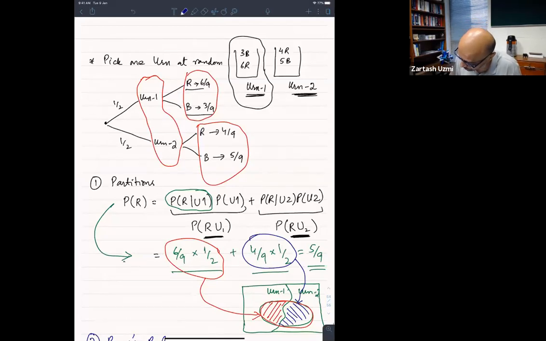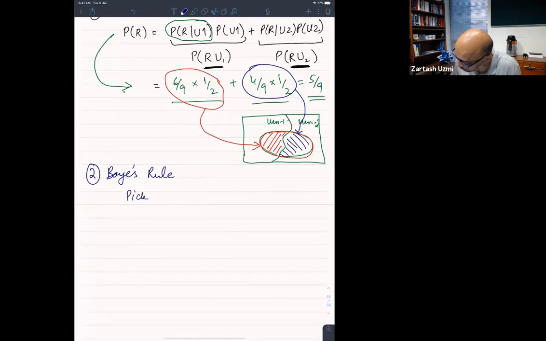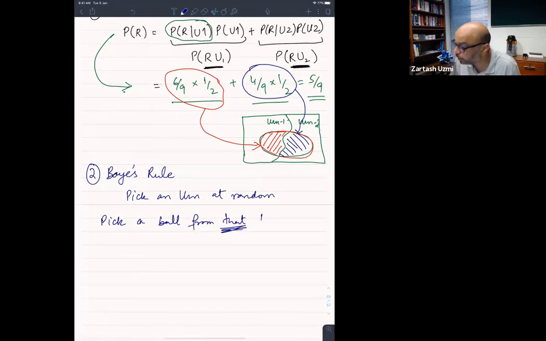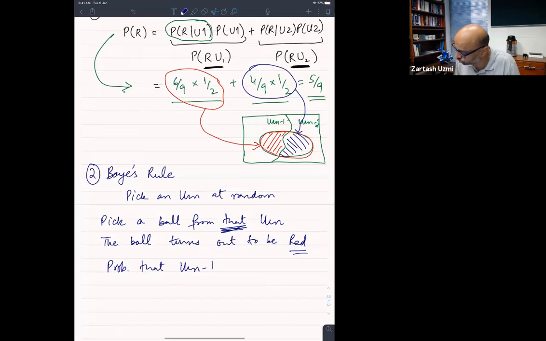So pick an urn at random and pick a ball from that urn. When I say that urn, I'm not going to tell you whether it was 1 or 2. It could be either one. Pick a ball from that urn. The ball turns out to be red. Find the probability that urn 1 was chosen.